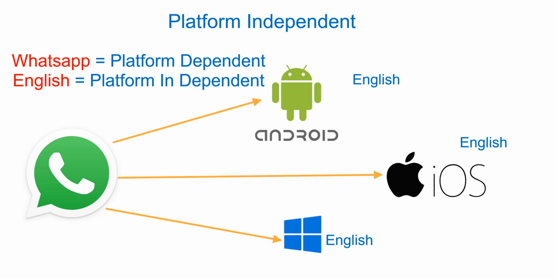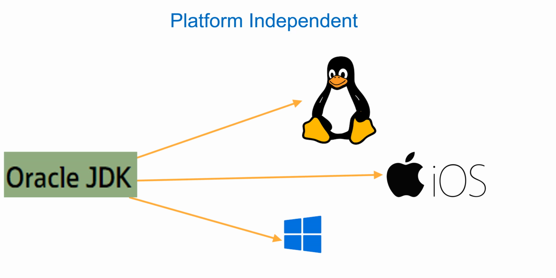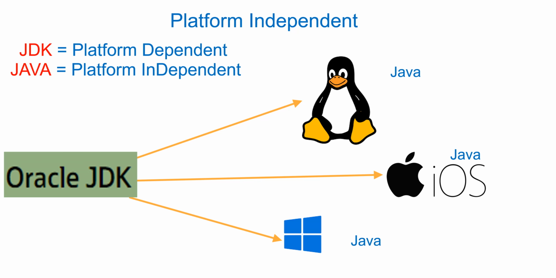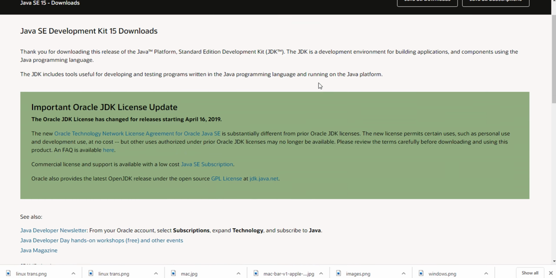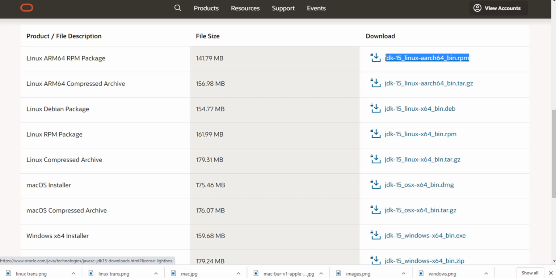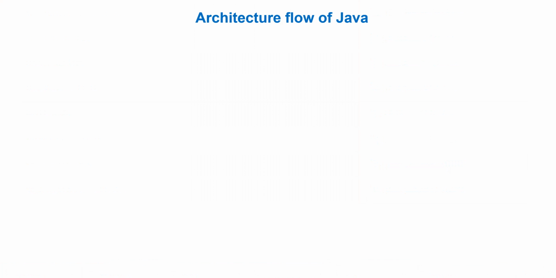as platform dependent. Similarly, let's take the example of JDK, which can be installed in Linux, iOS and Windows, whereas the common language is Java. So basically we can say Java is platform independent and JDK is platform dependent. When we refer to the Oracle site for installation of JDK, we can find .rpm file format for Linux, .dmg file format for Mac OS, and .exe for Windows.